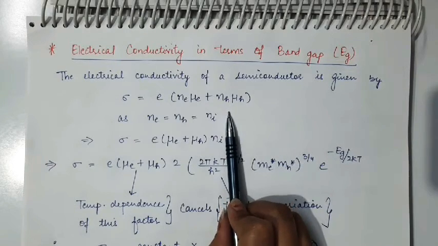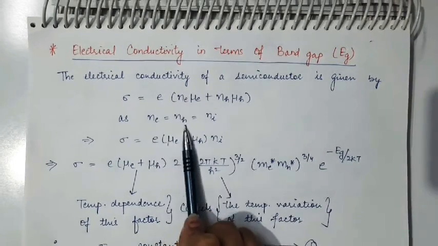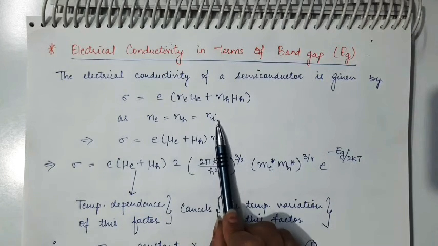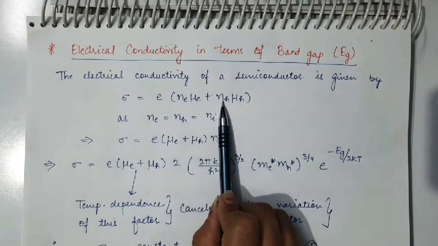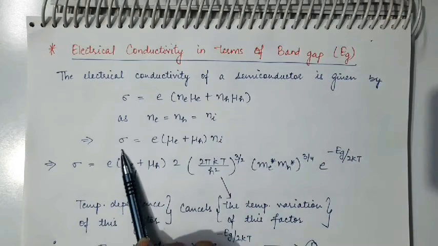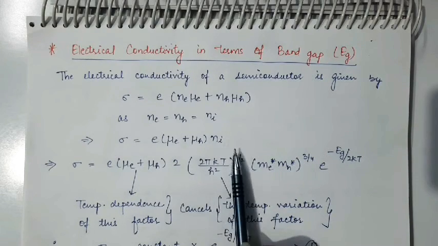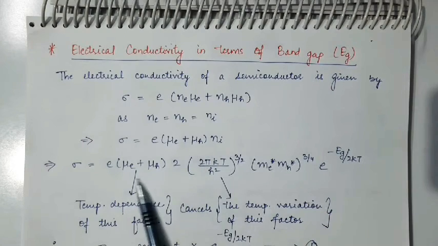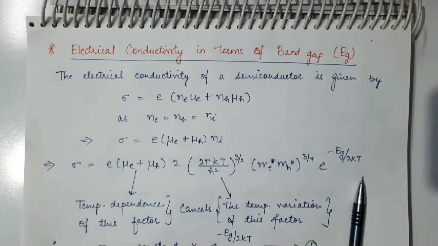And as in case of intrinsic semiconductor, this Ne and Nh, they both are equal, as we have already proved and derived, that they are equal to Ni. So Ni and Ni, take this Ni common and you will get this expression. And now put the expression of Ni in terms of band gap, which we have just derived, in this equation. So we will get this expression.